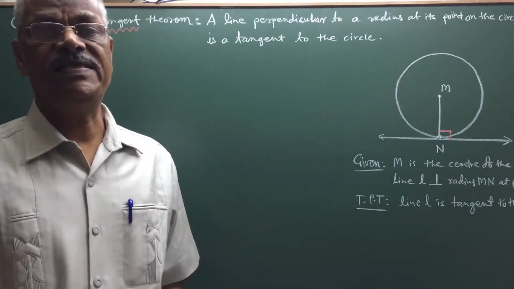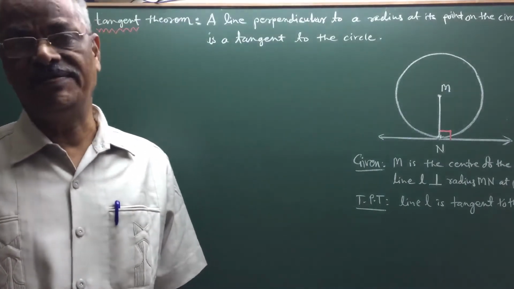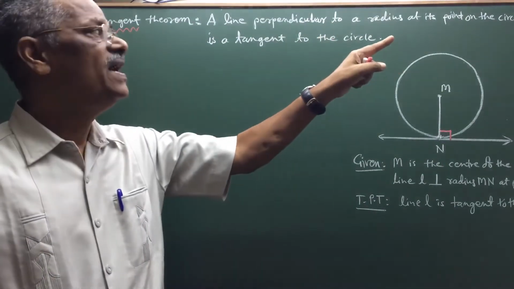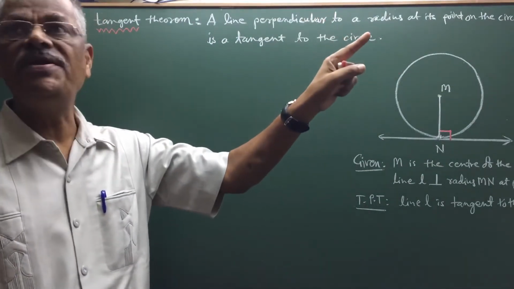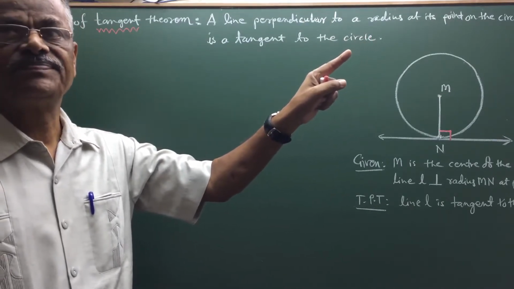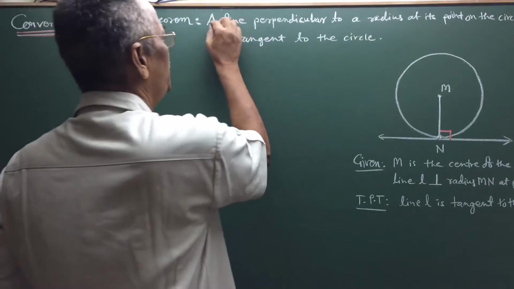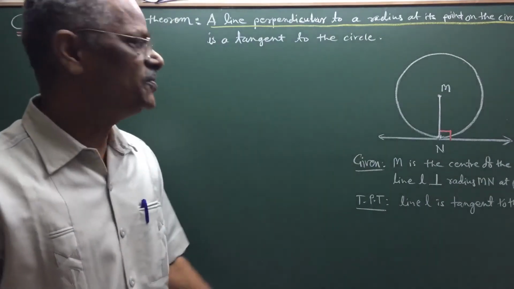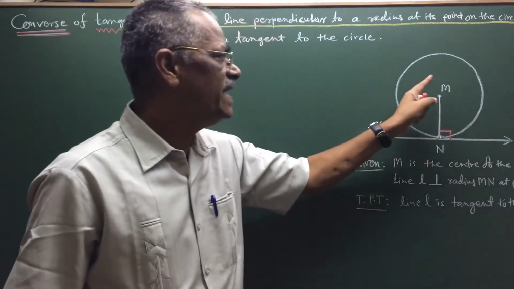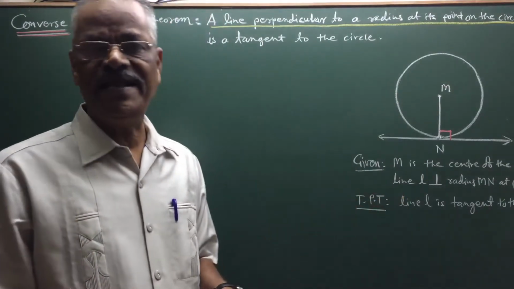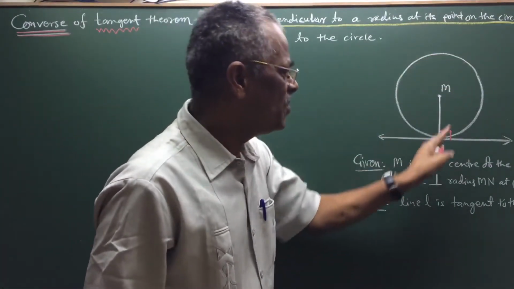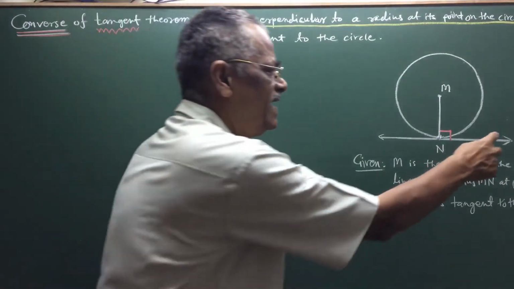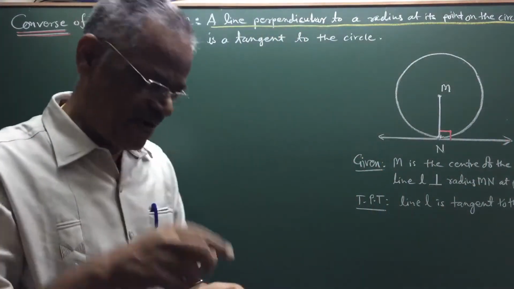Today, let us see the converse of the tangent theorem. See the statement: a line perpendicular to the radius at its point on the circle. This is the first part. And in the diagram, we have to show that the line is taken perpendicular to the radius at its point on the circle. N, the end point of that radius, is on the circle and line L is given perpendicular.